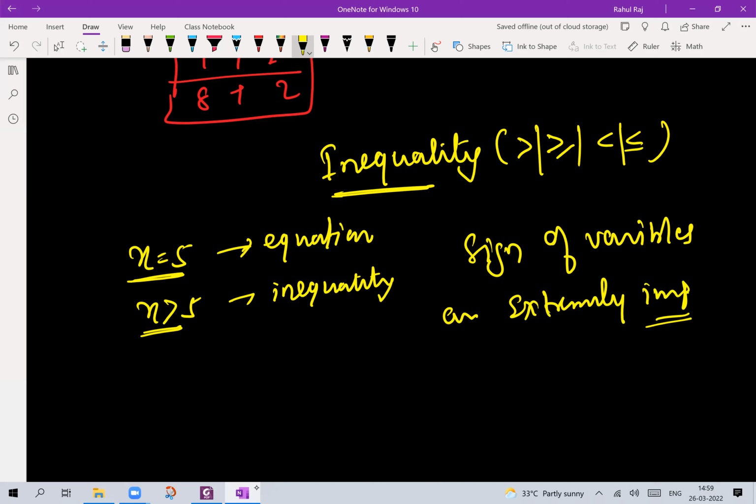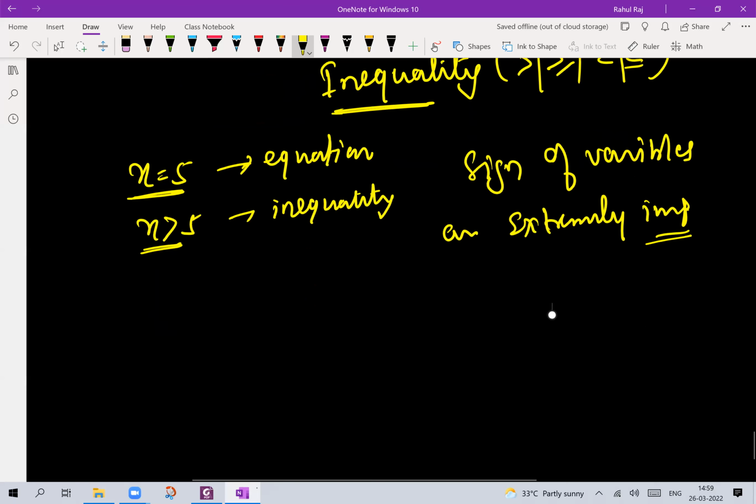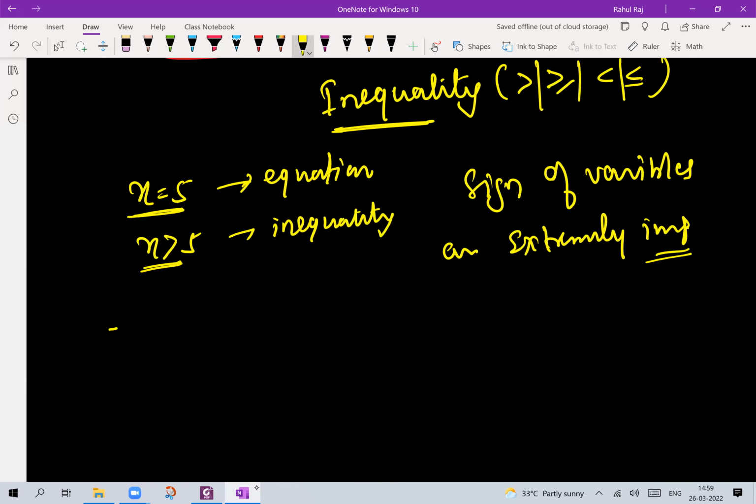Signs of variables are extremely important in inequality. Imagine when I say minus X, what do you mean by this? Please understand, X is not minus, X is not negative. Minus X in algebra means minus is an independent element, X is an independent element. You can't say minus X means X is negative. That is wrong. This is a place where I am not sure about the value of X.